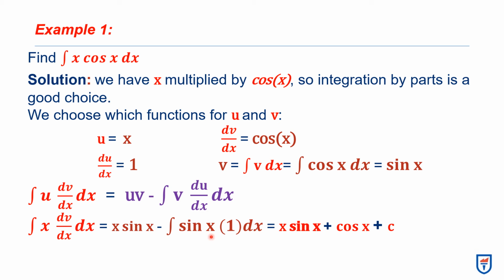Then sin x times 1 gives us sin x. So the integral of sin x, from our trigonometric rules of integration, is negative cos x. So we end up with our final integration solution of x sin x plus cos x plus constant c as our result of the integration of x cos x dx.